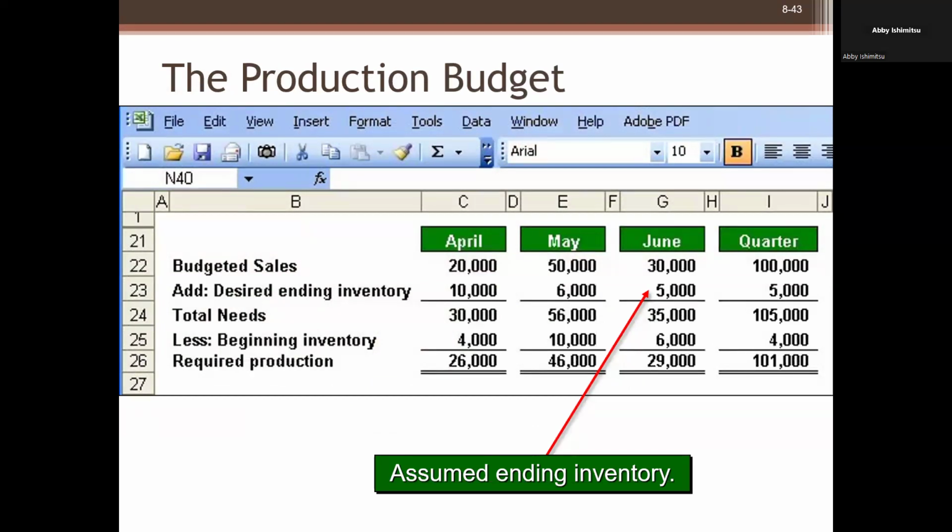So we don't need to assume the 5,000, that's 20% of July sales. Okay, so let's look at the quarter. We add up the budgeted sales, but the desired ending inventory for the quarter is going to be the June 30th inventory. Then we add all those up, we get total needs, and the beginning inventory is coming from the beginning of April here. So the quarterly totals don't add across like a lot of spreadsheets do because of the beginning and ending inventory.